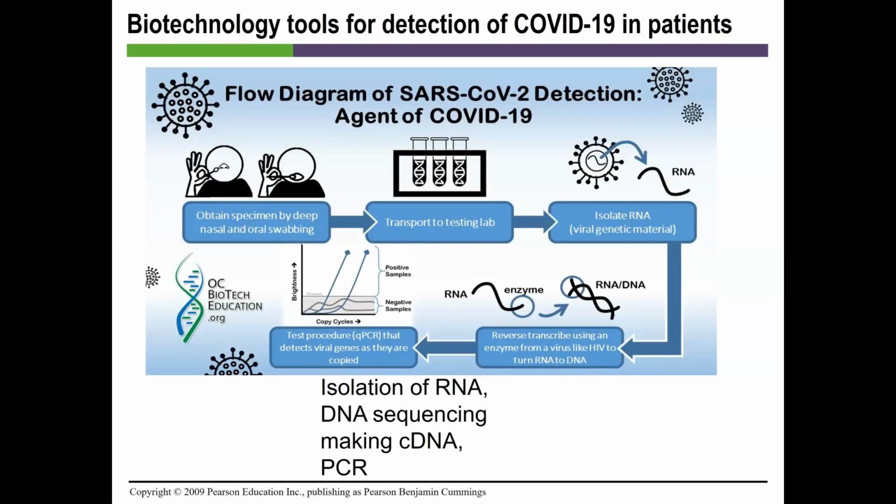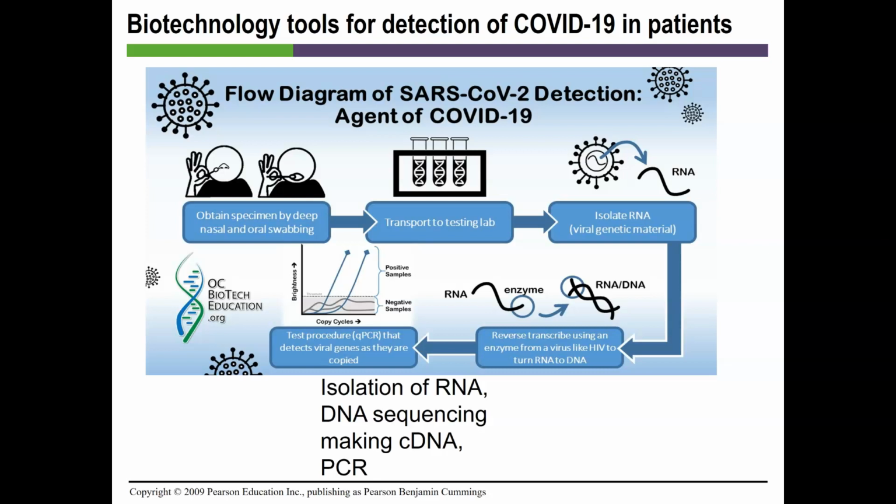that we made that describes the process of detecting the agent of COVID-19. The agent is a virus that's named SARS-CoV-2, which stands for Severe Acute Respiratory Syndrome Coronavirus number 2. This is related to SARS-1 virus that caused another serious and scary outbreak a number of years ago. This new coronavirus is a related virus.